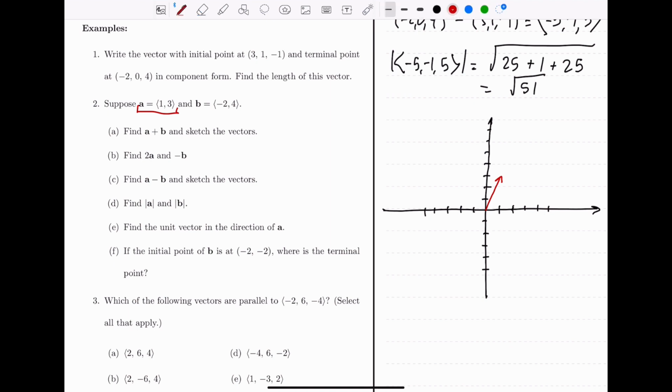The vector B is -2, 4. So if we want to draw B, we go -2 in the x direction and up 4 in the y direction. So vector B would look something like this.